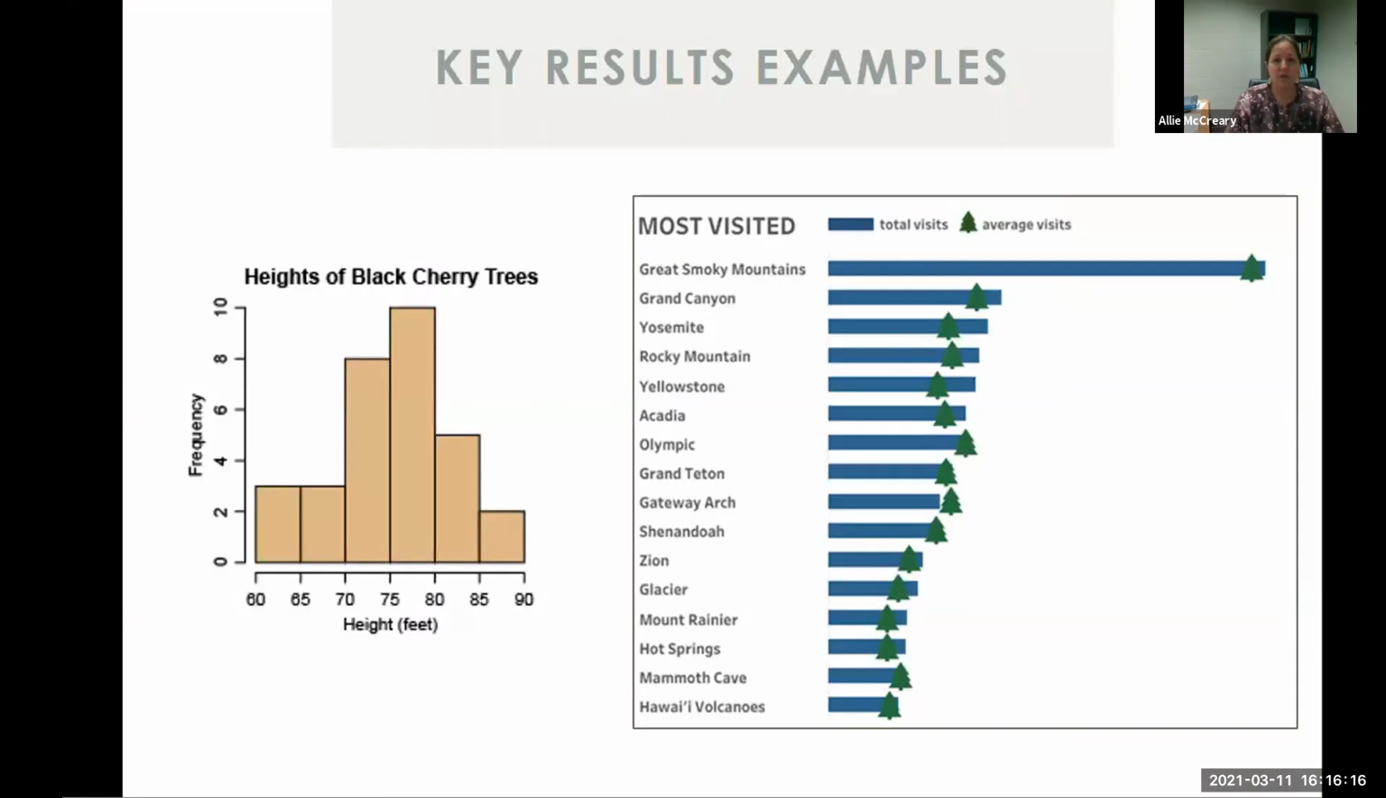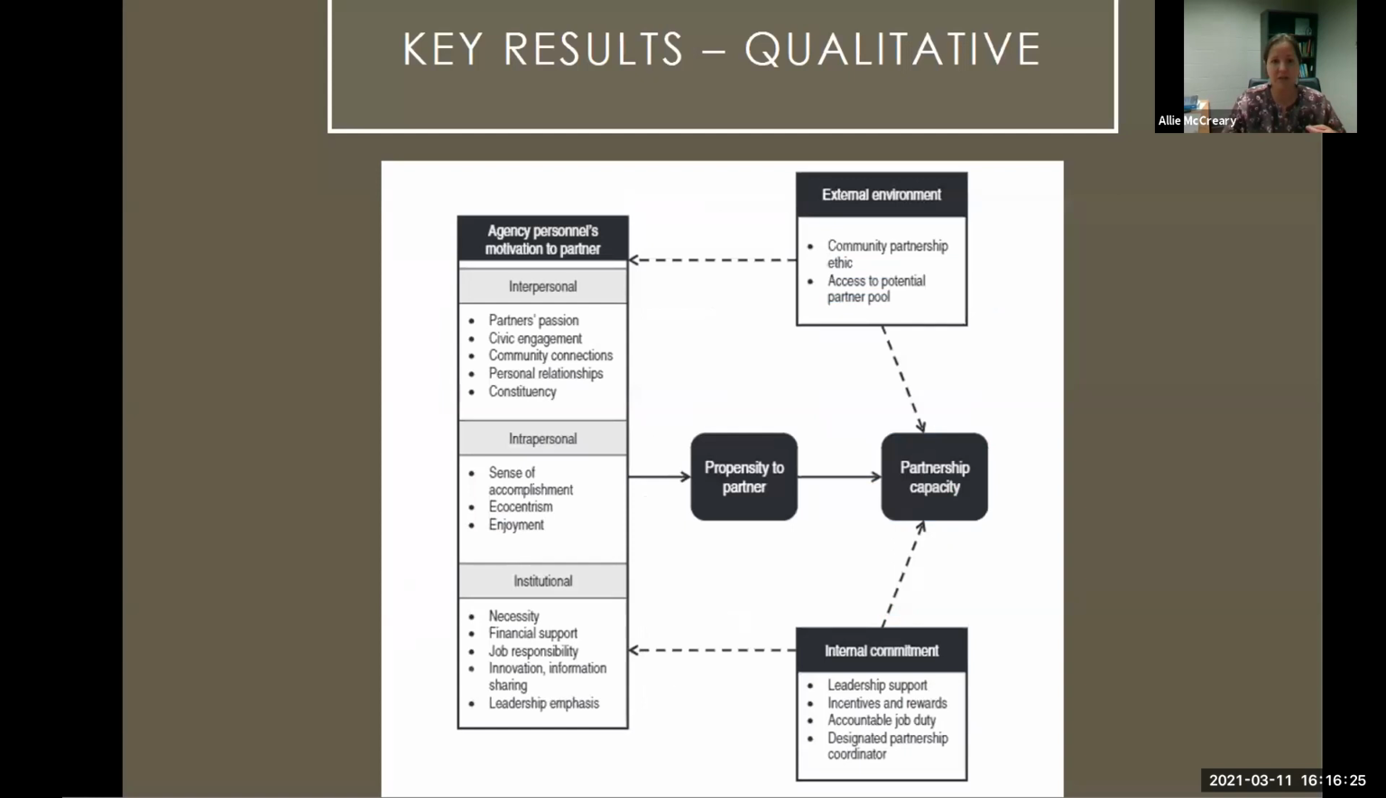So this is quantitative data, right? Tree height, number of visitors, very quantifiable numeric data. That's pretty typical for graphs and charts. But if your work is qualitative, if you're using text as data or even photos, images as data, it's also possible to visualize some of your findings there.